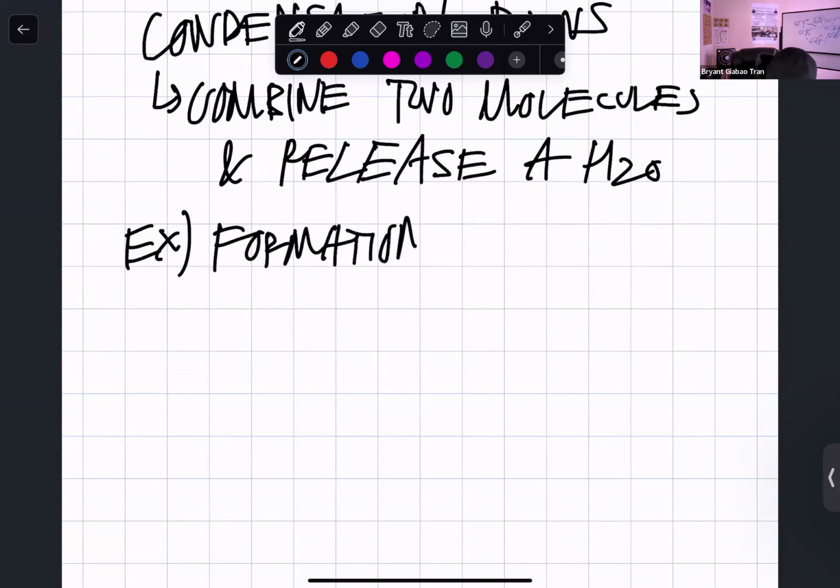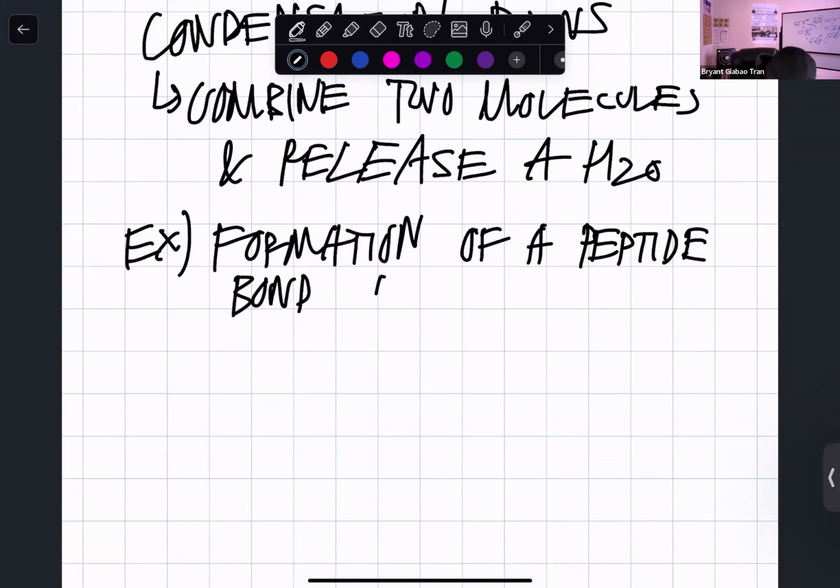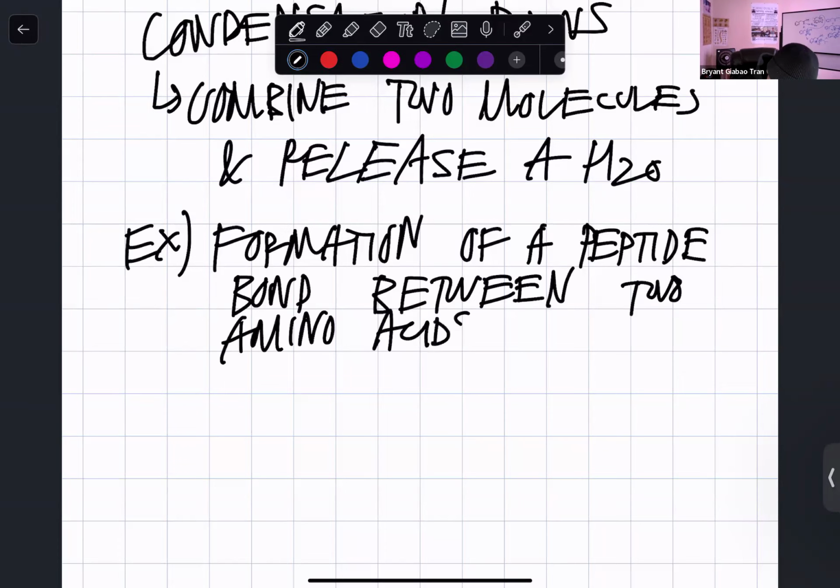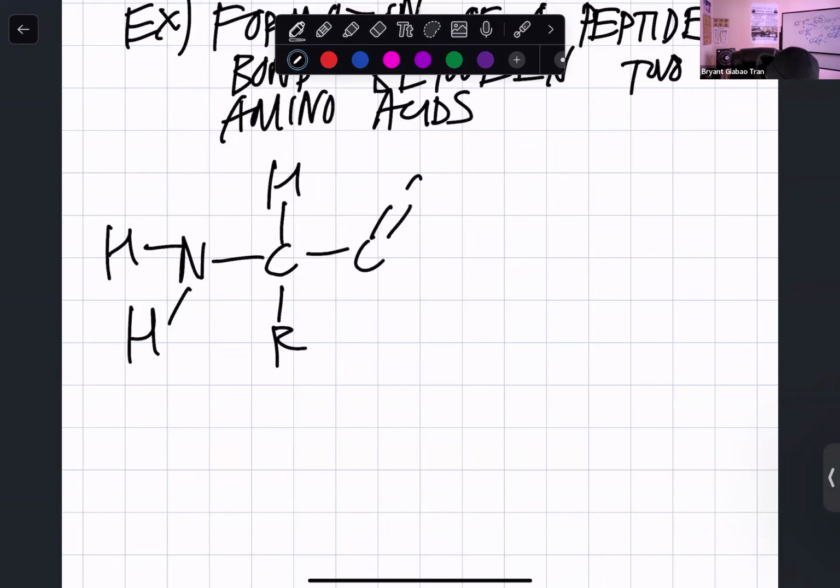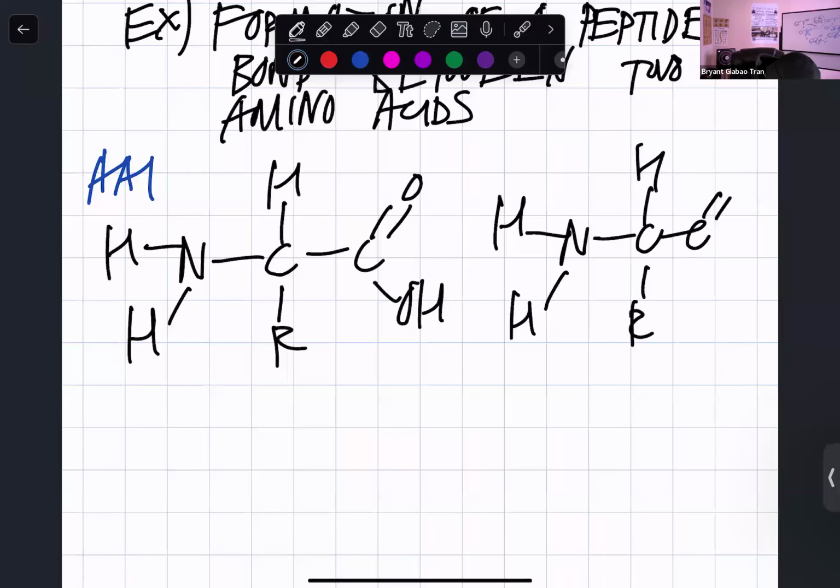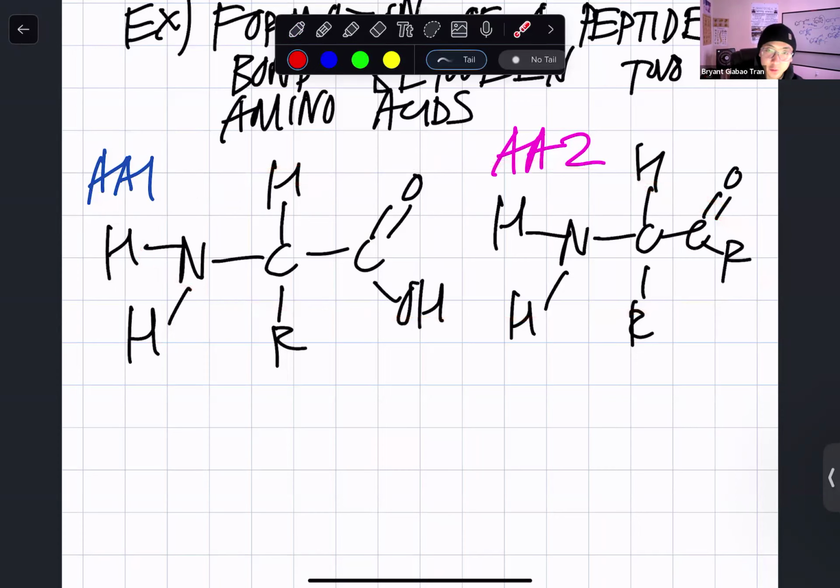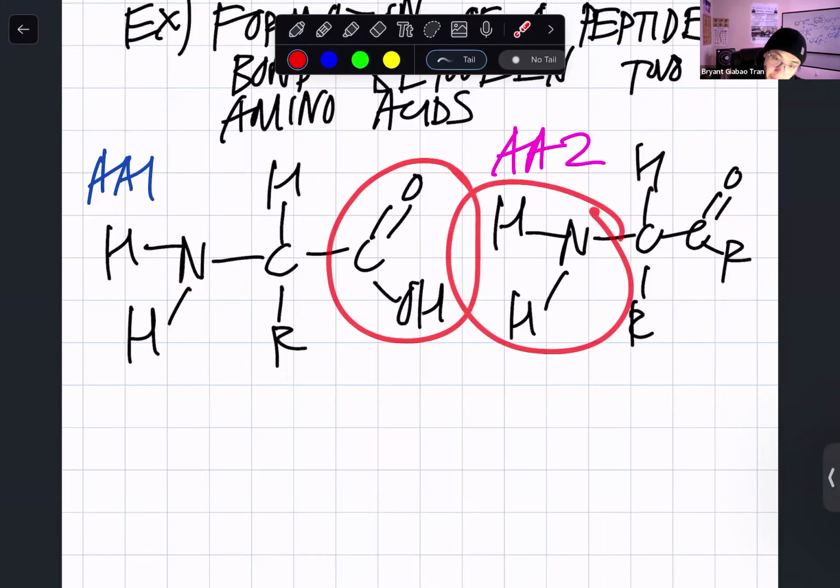Formation of a peptide bond between two amino acids. So for example, let's say we have this amino acid, and we'll go over the general structure of amino acids later on. But for example, let's say we have this amino acid 1, and we have this amino acid 2. When we try to combine these amino acids together to form a protein, the primary structure of a protein, we're going to merge the carboxyl group of one amino acid to the amino group of another amino acid, right?